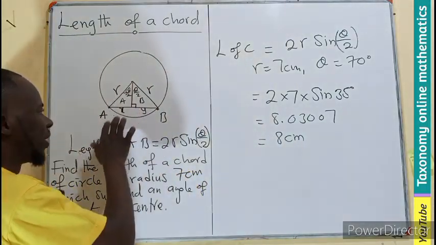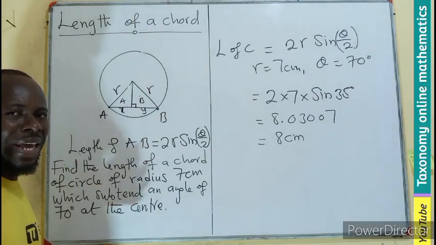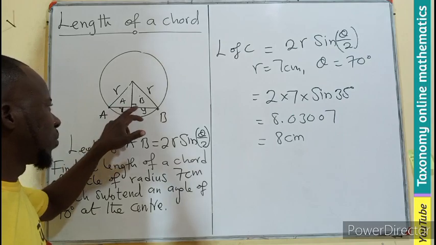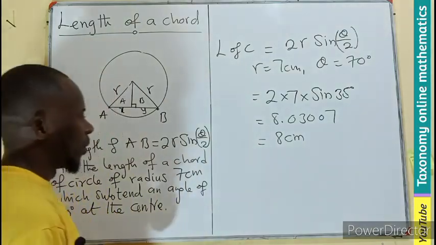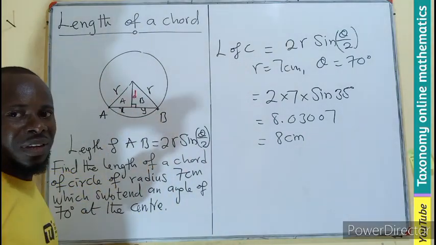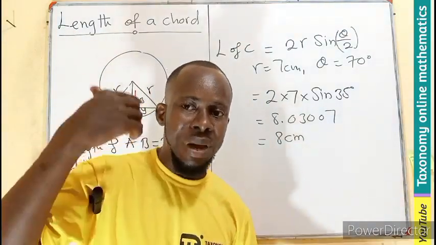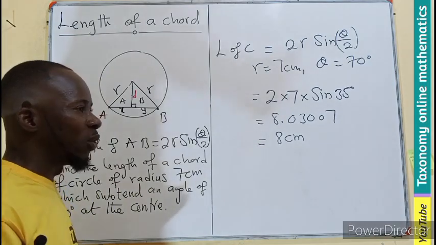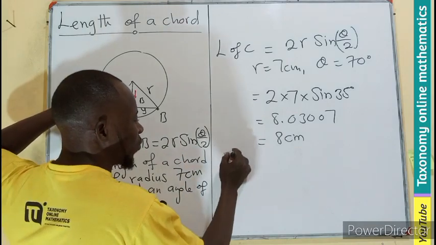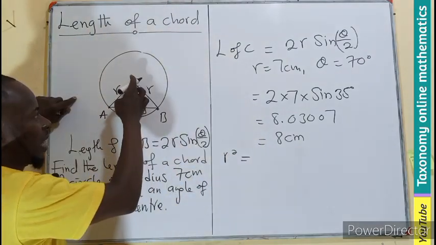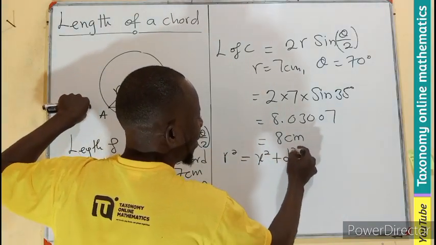So in the same vein, if the angle at the center is not known, then it means we are making use of the x plus x, being the chord, then the length here. This is going to be the distance. The distance from the center to the chord will be provided. The moment that is provided, then it means that we are going to use the Pythagoras theorem, which says that r squared equals the sum of the two shorter sides, x squared plus d squared.